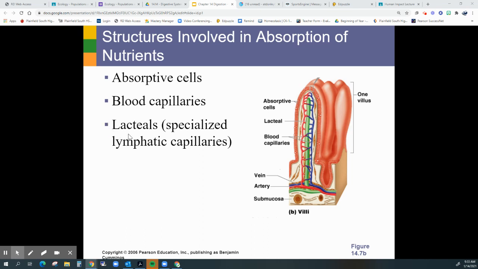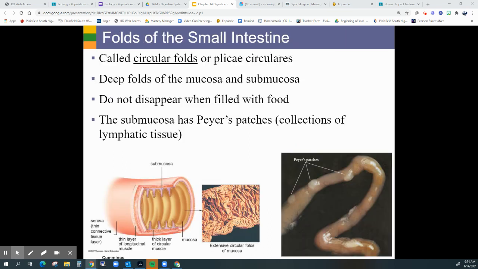And then you have these little specialized cells called lacteal cells, which are actually lymphatic capillaries. Those are embedded in here as well, right? So that would be this green structure that runs through there. All of this is designed to absorb things and get them back into our system so we can use it.